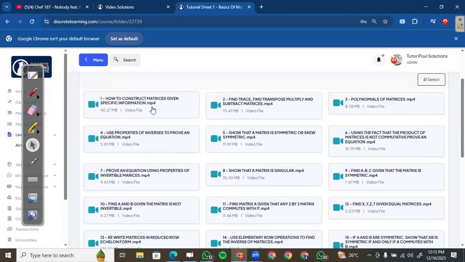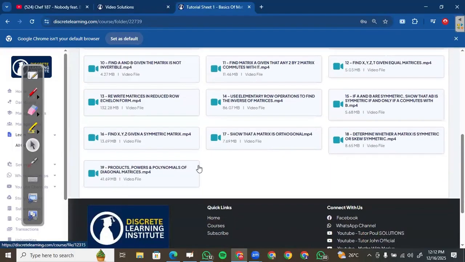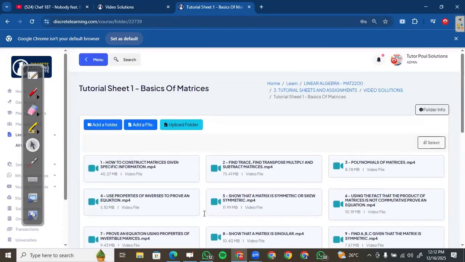So you can just open it and then you watch and you learn at your own time, at your own pace, even in your blankets. I think this tutorial sheet has about 19 questions, but we are still adding more videos on different concepts that are basics of matrices. It's the same with all the other folders that you saw there.